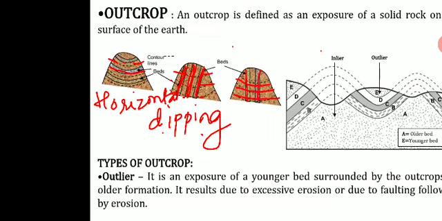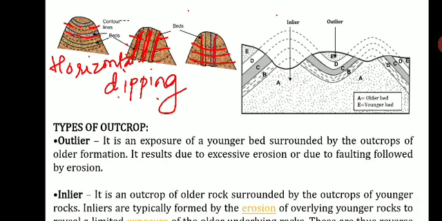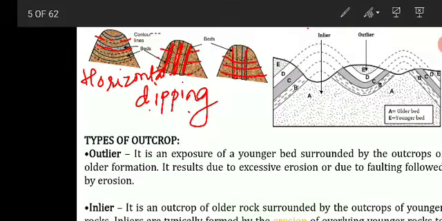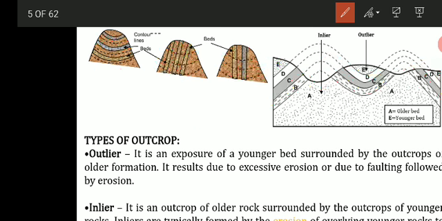And there are two types of outcrops. One is outlier and the other one is inlier. So let us discuss what is meant by outlier. So here in this image you can see the beds which are represented as A, B, C, D and E. They are the beds which are deposited one above the other, and these beds have folded, right? These are folded like this, okay, and this is the outcrop.